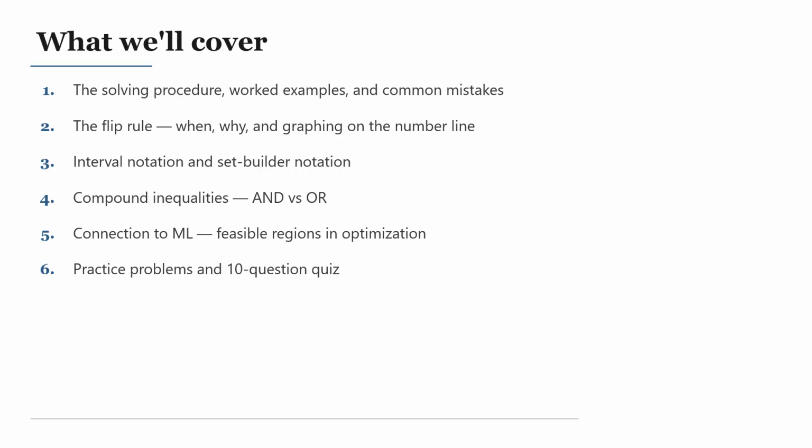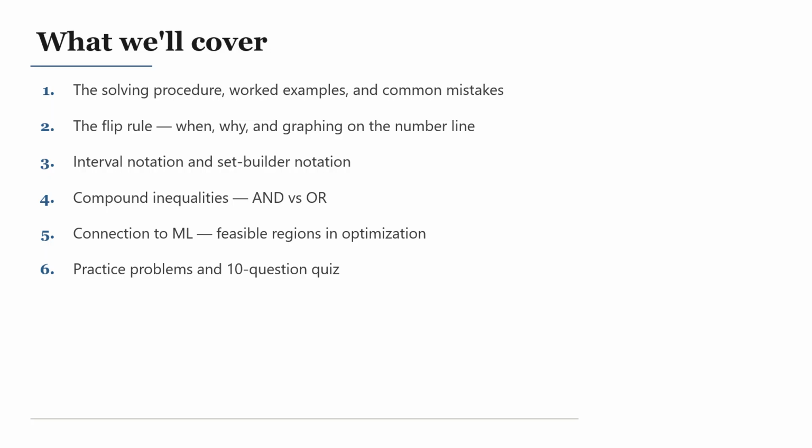Here is what we will cover in today's lesson. 6 sections in total. First, the solving procedure. You will learn how to solve linear inequalities step by step, just like equations, with full worked examples including multi-step problems that require distribution. We will also cover the 3 most common mistakes students make so you can avoid them. Second, the flip rule, when and why the inequality sign reverses, plus how to graph your solutions on the number line using open and closed dots.